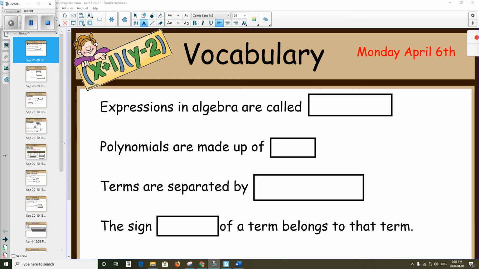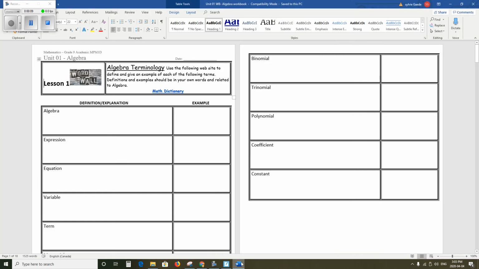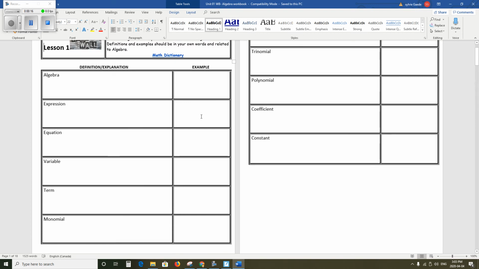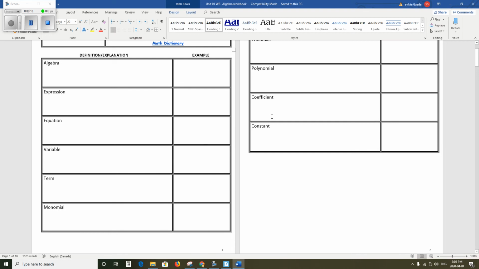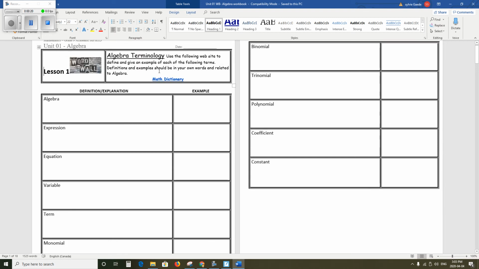Morning everyone. Today is Monday, April 6th, and I'm going to be going through a couple topics in the algebra unit. So hopefully you have downloaded the algebra workbook notes. This first and second page, these are going to be for homework. You're going to be looking at these definitions using the math dictionary.